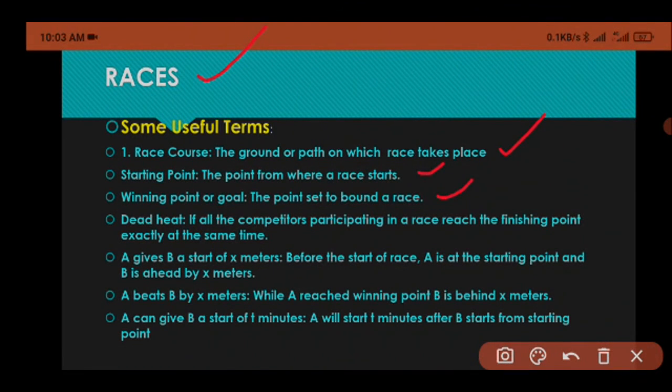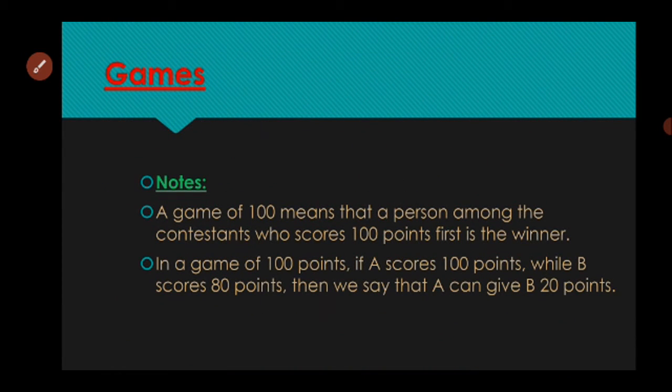A can give B a start of T minutes. This means A will start T minutes after B starts from the starting point. Next is games. A game of 100 means that a person among the contestants who scores 100 points first is the winner. The one who scores 100 points first will be the winner. In a game of 100 points, if A scores 100 points while B scores 80 points, then we say that A can give B 20 points.